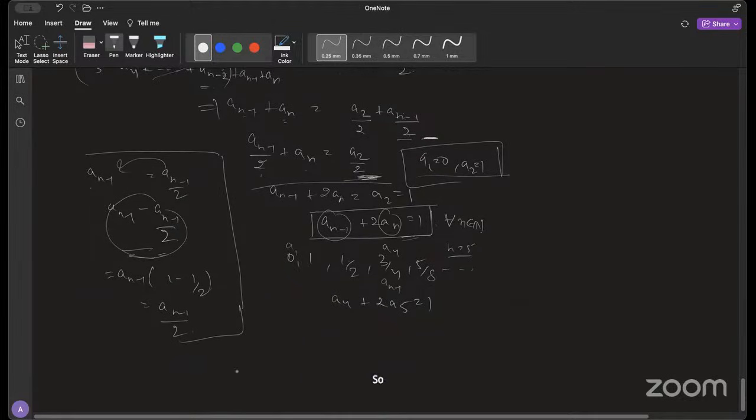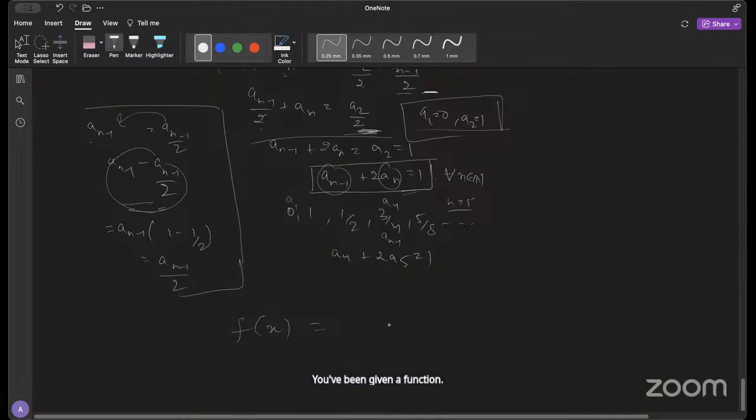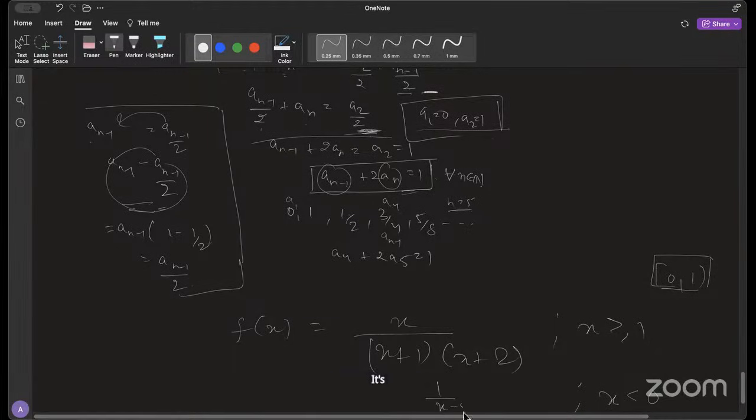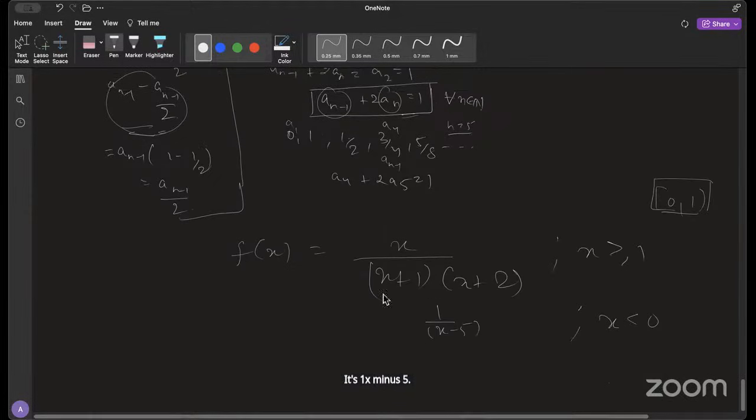So the question is, you have been given a function f(x) equals x plus 1, x plus 2 for x greater than or equal to 1, and the other part is for x just less than 0. This function is not defined from 0 to 1, right? Here it's not defined. It's 1 by x minus 5. This is your function. And the options are limit when x tends to minus 2 from the positive side.